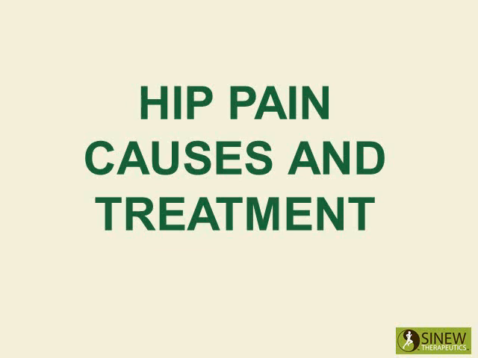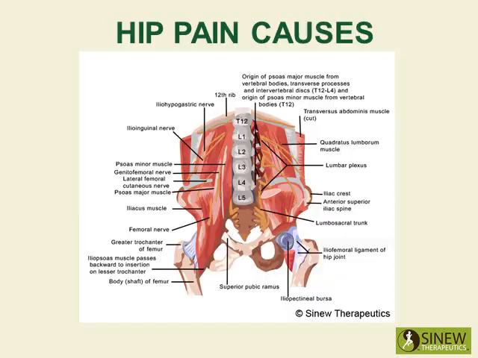Hip pain, causes and treatment. Any of the structures within the hip may hurt if the hip or surrounding structure is injured. Pain may range from a dull ache or throbbing to severe or completely disabling pain. It all depends on the exact cause and location of the pain.